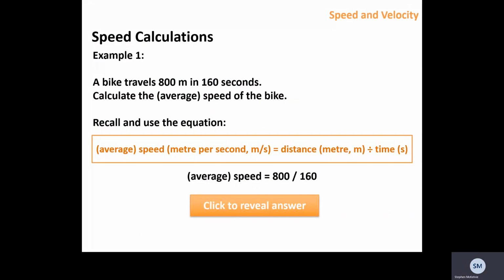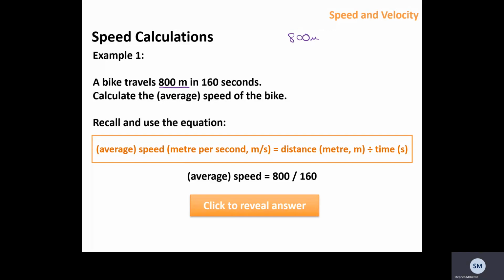And here's an example for some speed calculations. Now, I'm going to go through this one in detail and show you exactly how we want you to set it out. So you can pause and look at it if you want to. We're going to read through the question. A bike travels 800 meters. I'm going to write down my number, 800 meters.